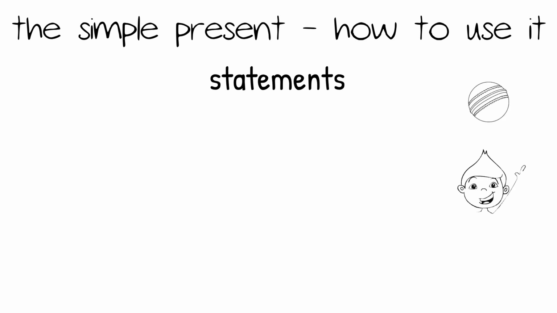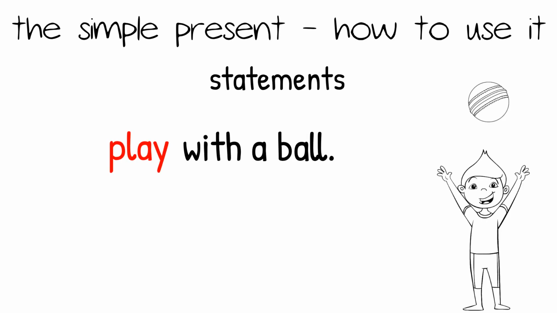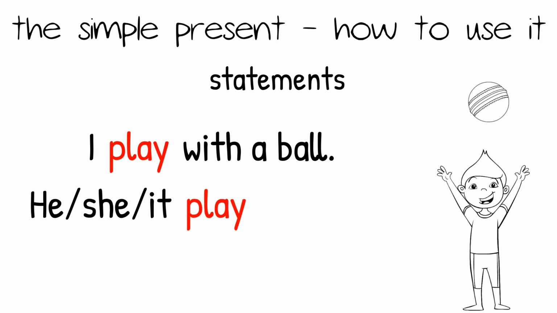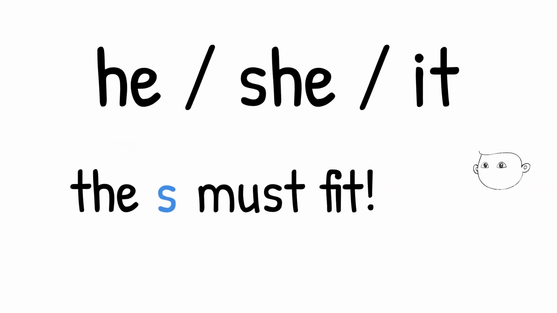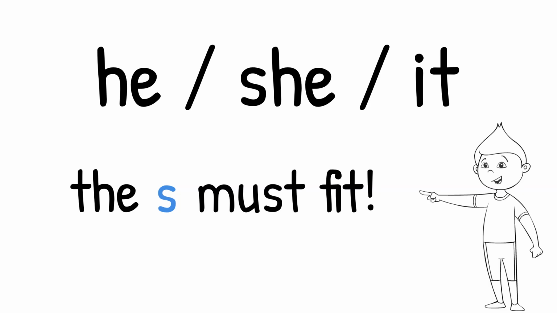We use the example to play with a ball. For the simple present, you do not have to change the ending of the verb. You just use the infinitive. So in this case, play. I play with a ball. The only exception is the third person singular, he, she and it. Here you have to add an s to the verb. She plays with a ball. Maybe you know the reminder, he, she, it, the s must fit.